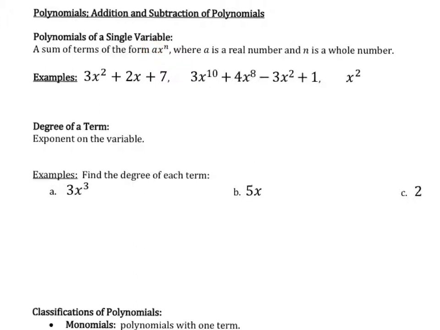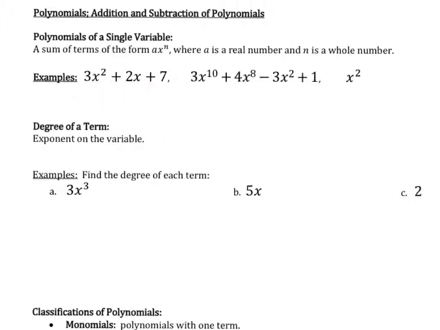Basically, a polynomial of a single variable is a sum of terms of the form a times x to the n, where a is a real number and n is a whole number. All right, I have a couple of examples of polynomial functions here. First, we have 3x squared plus 2x plus 7. That is an example of a polynomial.